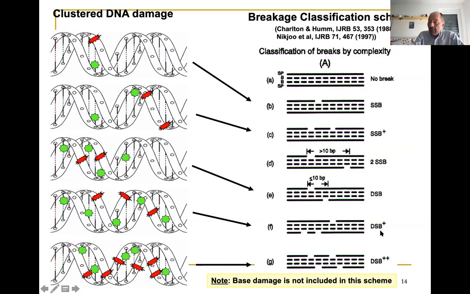And of course, if you have additional breaks, you will have a DSB plus, a DSB plus plus, and then of course you can add the base damage. The complexity will also be determined by the base damage. The idea is that if you increase the complexity of the damage, you increase the difficulty in repairing the DNA properly. And this means that if you increase the difficulty in repairing the damage, you will have more risk of late effects.